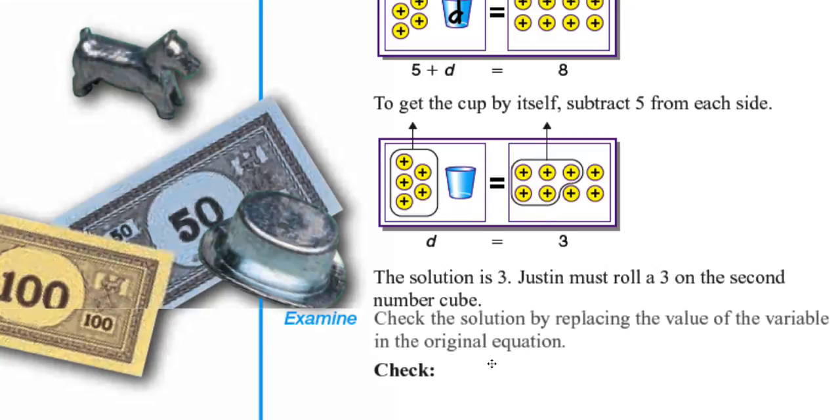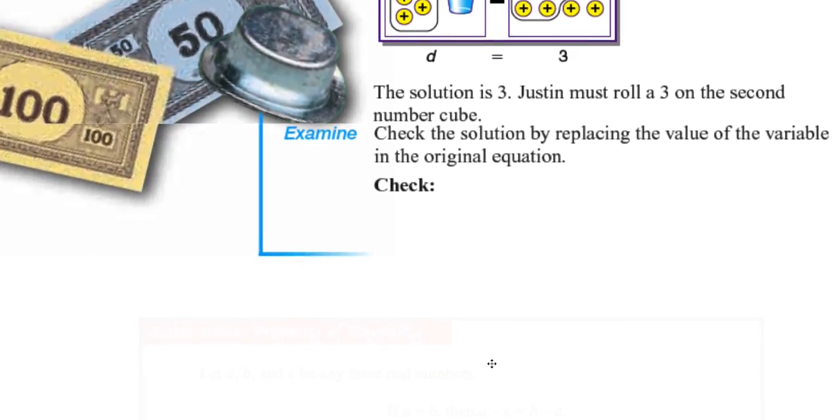So let's see if our answer makes sense. Check the solution by replacing the value of the variable in the original equation. So the value of our variable is 3, so we simply substitute it back to the original equation, which is 5 plus d is equal to 8. So we substitute 3 with d, and then 5 plus 3, is it equal to 8? Yes, it is. And we've checked our solution to be correct.